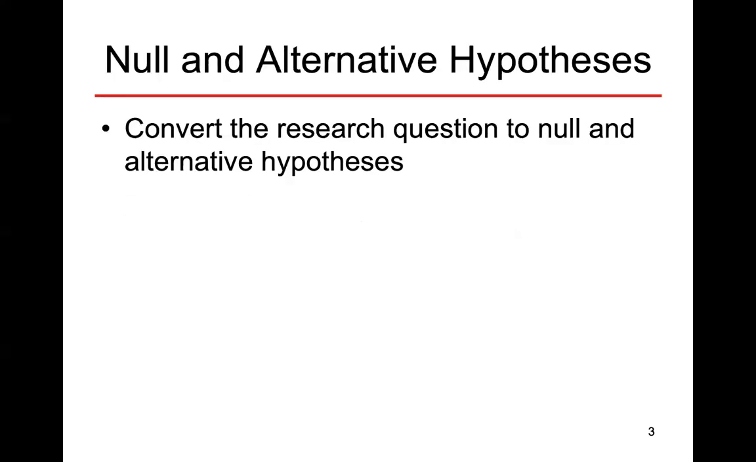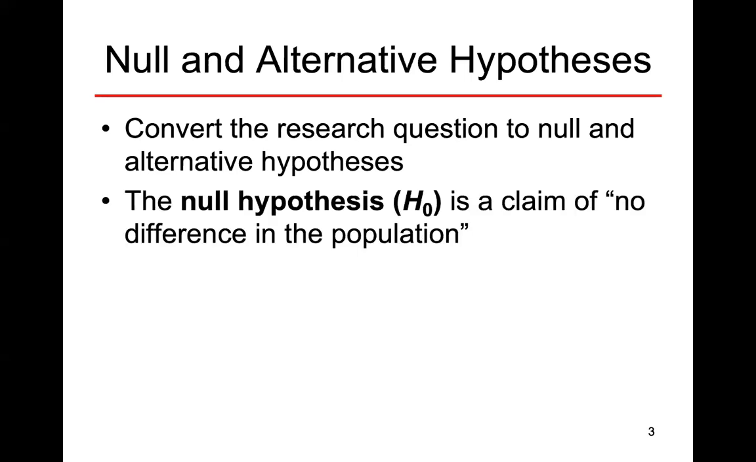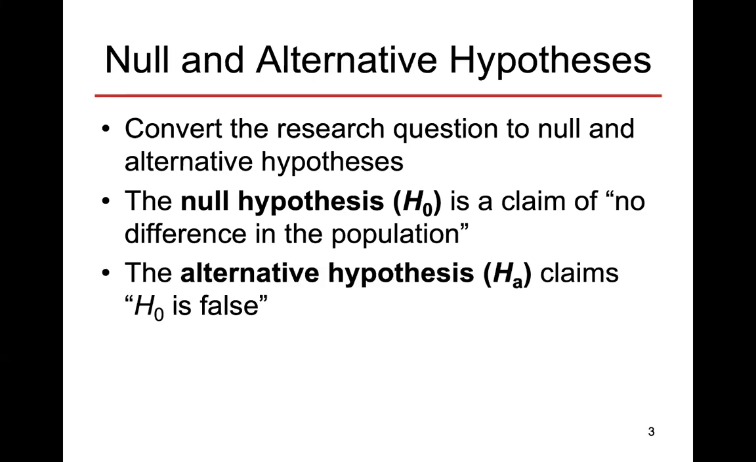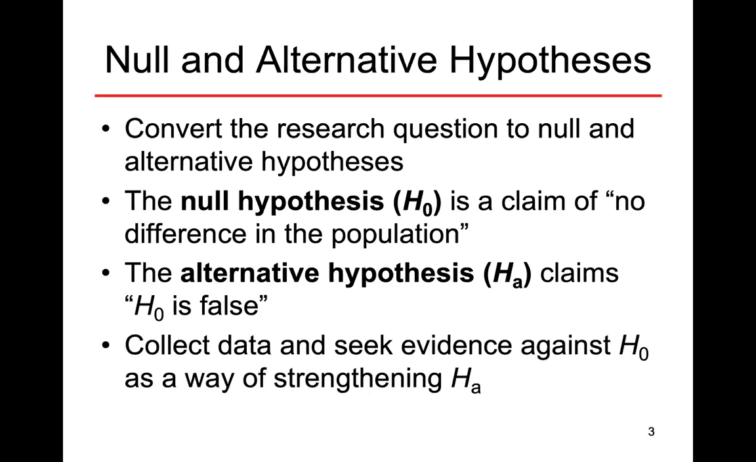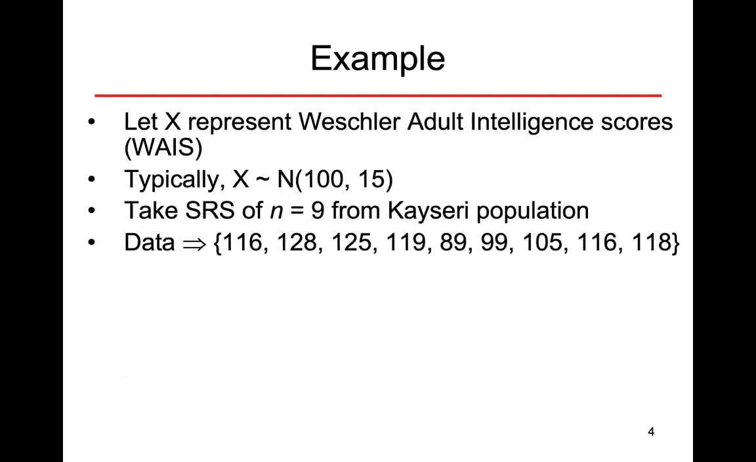Let me remind you of some things. We were converting the research question to a null hypothesis. Null hypothesis usually means no difference in the population. An alternative hypothesis claims that this null hypothesis is false. It can be either not equal, or greater than, or less than. And then we collect data and seek evidence against the null hypothesis in order to explain our conclusion.